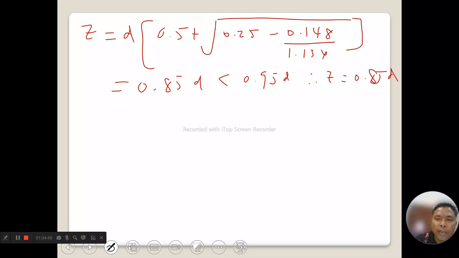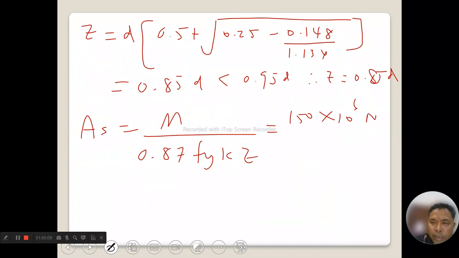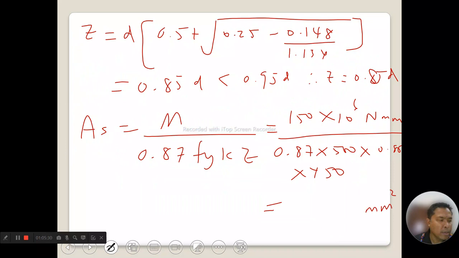Okay, betul kan? Okay. And after that, you calculate area of reinforcement, which is the moment divided by 0.87 fyk Z. The moment is 150 exponent 6 newton millimeter divided by 0.87 kalikan dengan 500 tadi kalikan dengan Z itu, which is 0.85 darab d. Tak silap saya 4.5, eh. Ha, sekarang kita kira berapa area dia. Okay, saya gunakan calculator, eh. 150 eksponen 6 bagikan dengan 0.87 kali 500 kali 0.85 kali 4.5. Area dia adalah 901.5. So you kena letak besi sebanyak ini.